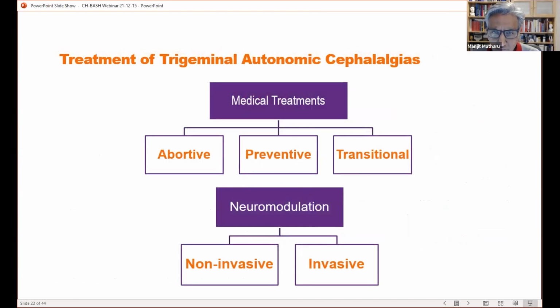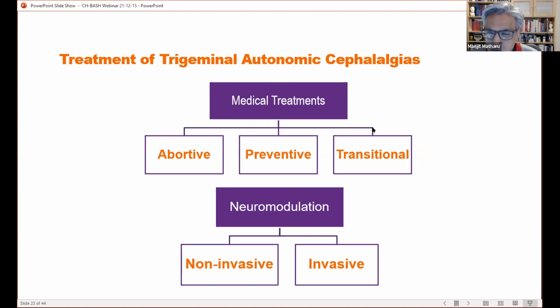Okay, so let's talk about treatments. What are the treatment options we have? We generally break down treatments into acute treatments, preventive treatments, and transitional treatments. Acute treatments, as the name suggests, are to get rid of the pain. Prevention is something that generally takes a few weeks to work, and given the devastating nature of this disorder, patients often want things that will work quickly.